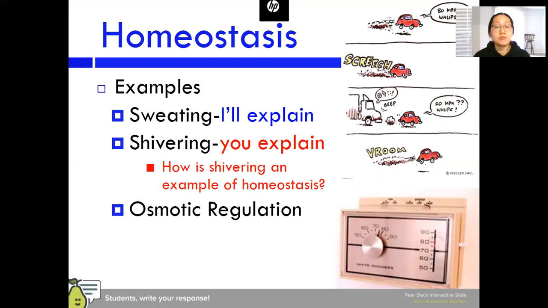I want you to try to explain shivering now. How is shivering an example of homeostasis? I'm going to ask you to type your response out. The osmotic regulation one is an example that we're going to talk about in the next slide set that we go through. And it's related to individual cells in your body and how they regulate the amount of water inside and outside of them so that they can maintain a certain amount of salinity or saltiness or sugariness so that they can function properly. So again, on this slide, explain shivering. How is shivering an example of homeostasis? How is it an example of maintaining an inside condition while the outside might be changing?